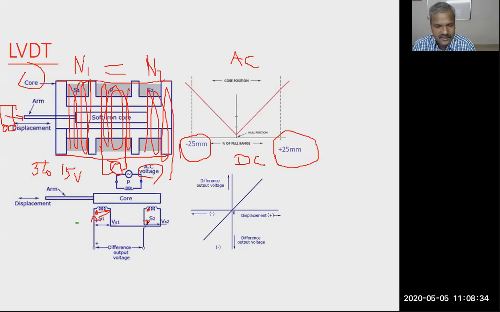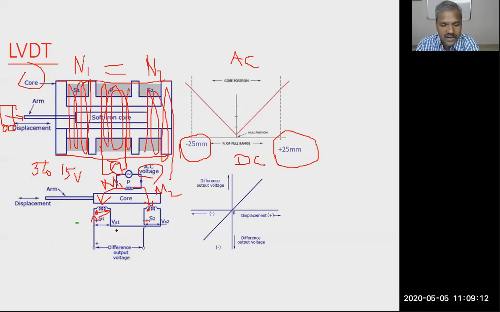Here the current is in this direction. So the point is here. So plus E, this is minus E. This is the primary coil, this is secondary coil S1. There is a mutual inductance, called M1. M1 is the mutual inductance between the primary coil and secondary coil 1. Similarly, the mutual inductance between the primary coil and secondary coil 2 is M2. So these are all the various parameters that exist in the LVDT.